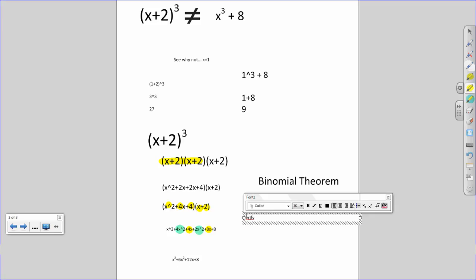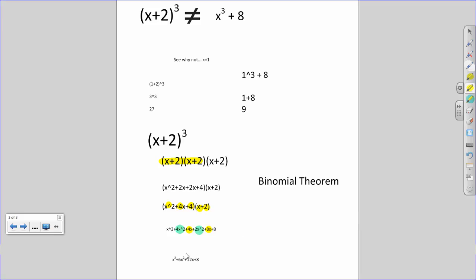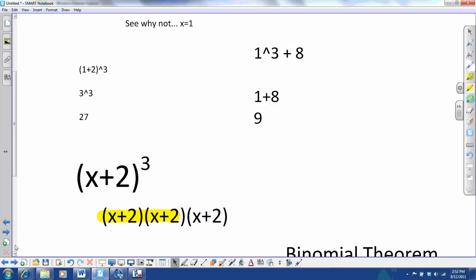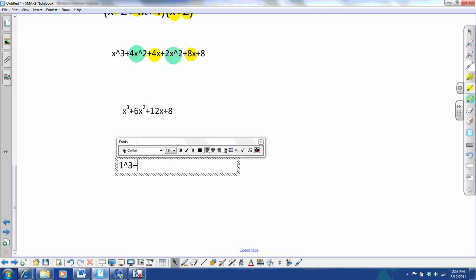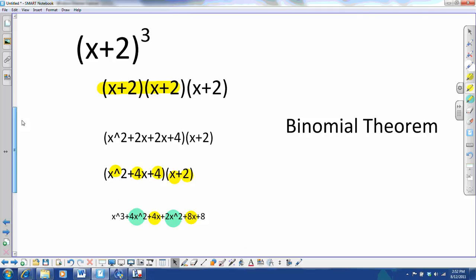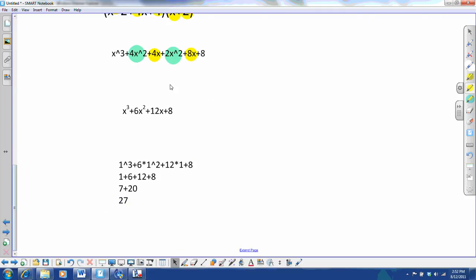Let's verify that that works using our example that we tried up here when we plugged in 1. If we plug in 1 for x into our final answer, we have 1 to the third power plus 6 times 1 squared plus 12 times 1 plus 8. 1 to the third power is 1, plus 6 times 1 squared is 6, plus 12, plus 8, 1 plus 6 is 7, plus 20 makes 27. So you can see that it does work when you expand it this way.